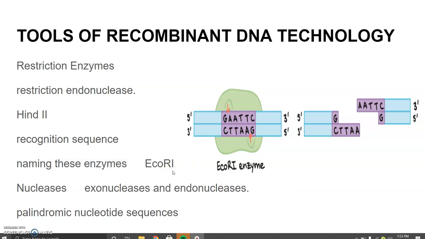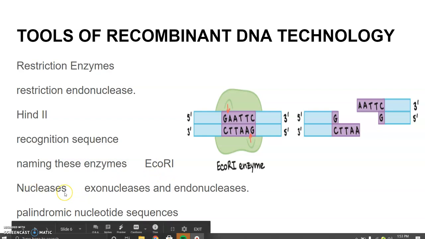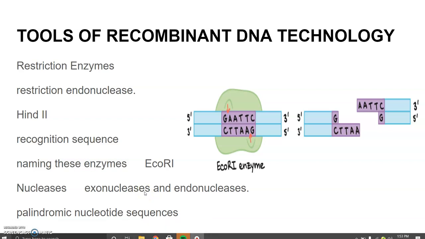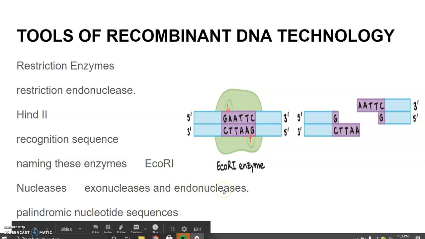So restriction enzymes belong to a larger class of enzymes which are called nucleases. These are further of two kinds, exonucleases and endonucleases. Exonucleases remove nucleotides from the ends of the DNA, whereas endonucleases make cuts at specific positions within the DNA, like here.